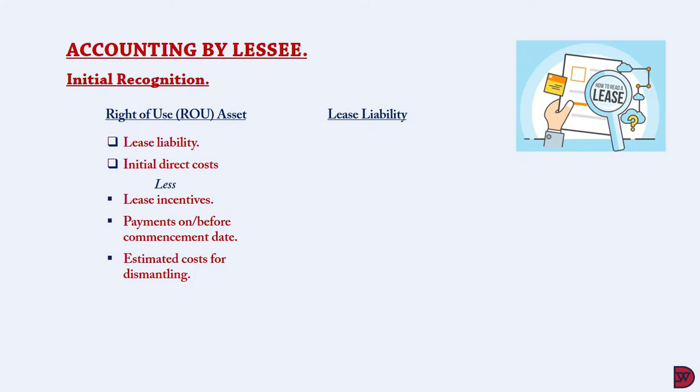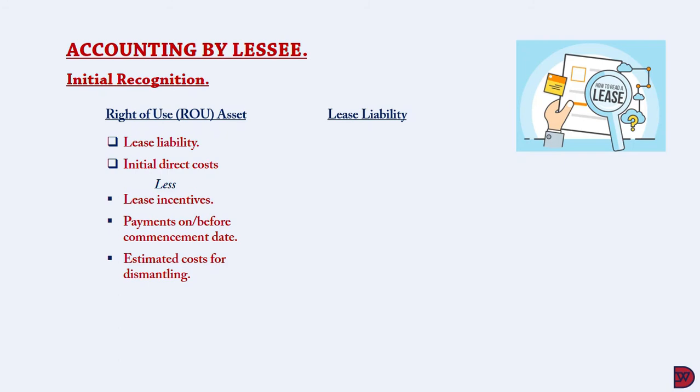Lease liability, on the other hand, is the present value of the lease payments payable over the lease term, discounted at the rate implicit in the lease, if that can be readily determined. Now, if that rate cannot be readily determined, the lessee shall use their incremental borrowing rate. So, the interest rate implicit in the lease is the rate that yields the present value of 1, the lease payments, and 2, the unguaranteed residual value, equal to the sum of the fair value of the underlying asset and the initial direct costs of the lessor.